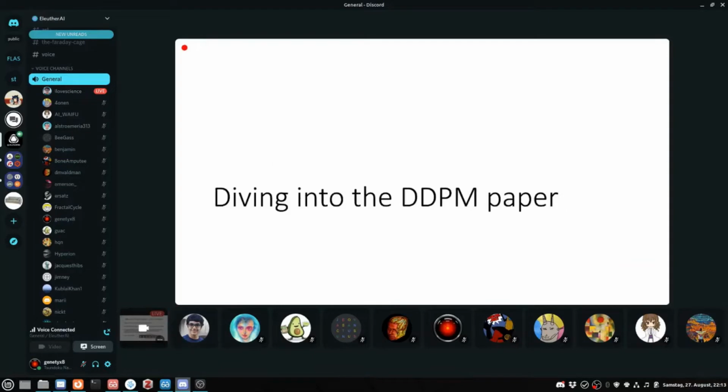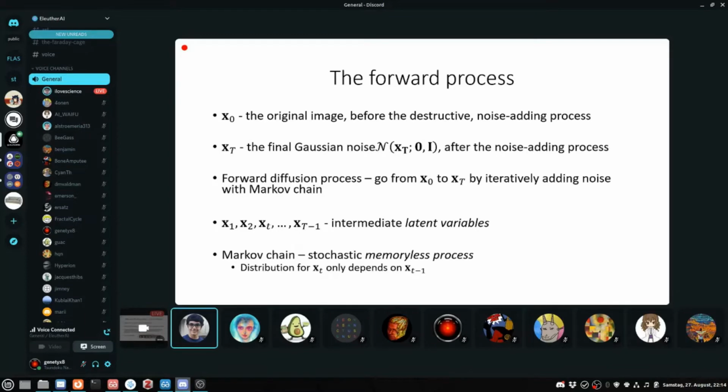We will dive into the DDPM paper, this milestone, landmark paper published by Jonathan Ho et al. And basically, I guess we'll just dive right into the details of the model that they described.